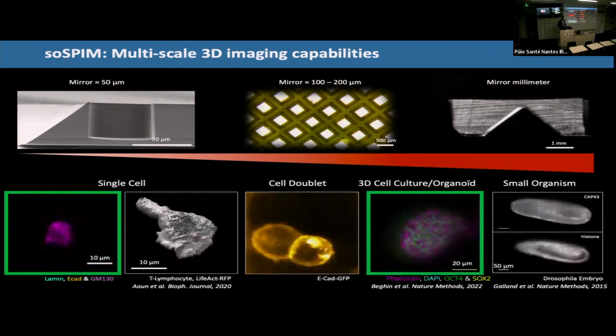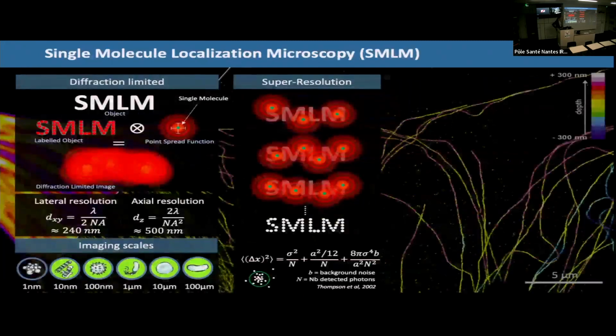Okay, so now we'll start with the smaller scale, super resolution, single molecule based super resolution. I will not go through the details. I think you know it is a pretty old technique now. What is important is that this technique, which relies on the sparse activation and localization of fluorophores, is pretty simple to implement, but it has some constraints.